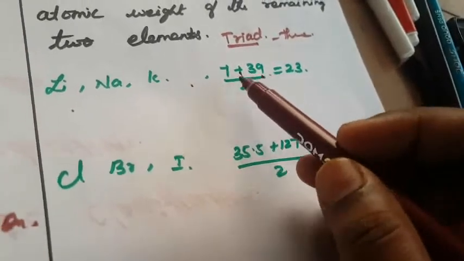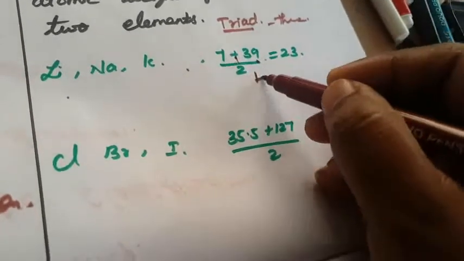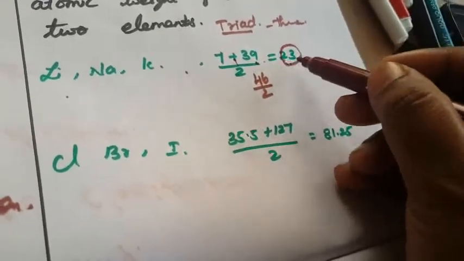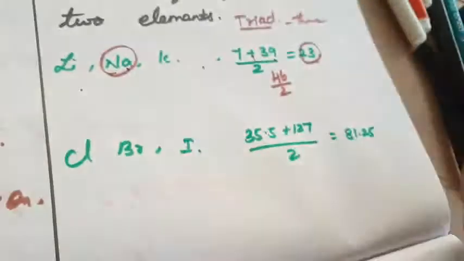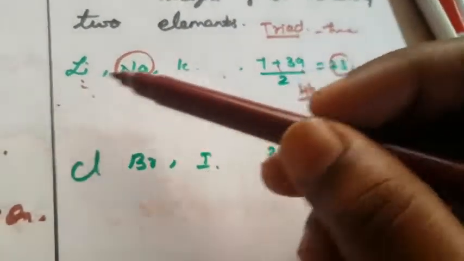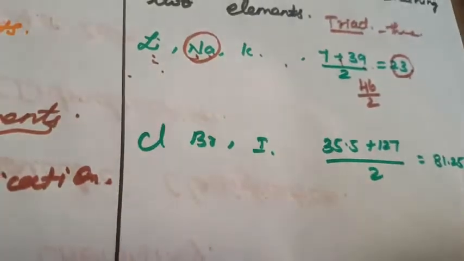We add the two: 46 divided by 2, that is 23. 23 is the atomic weight of sodium. So he showed that the atomic weight of the middle element is equal to the arithmetic mean of lithium and potassium. This is one classification.